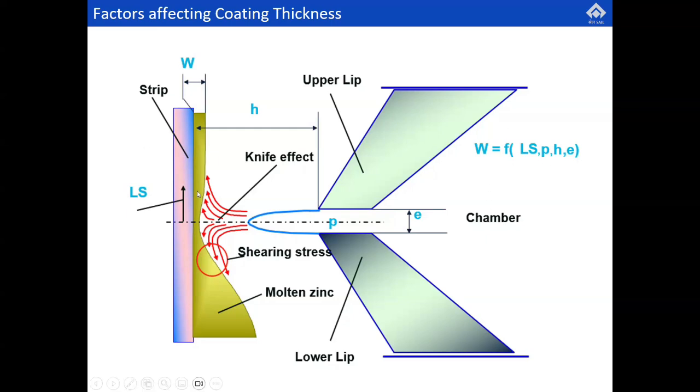To attain a lower coating thickness, our line speed has to be reduced. The pressure has to be increased, but the pressure can increase only till the limit the blower is designed to handle. The horizontal distance can be brought closer so as not to damage the strip or the air knife. And this edge opening, for our case, is fixed at around 1.2 mm.